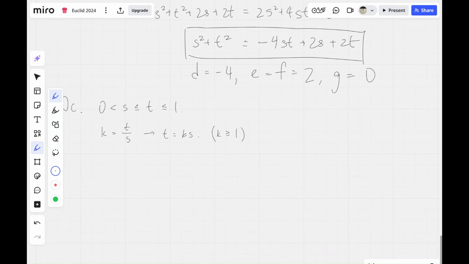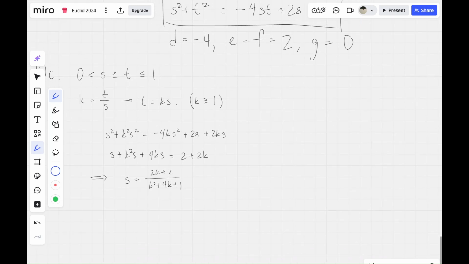Substituting this into our equation above gives us s squared plus k squared s squared is equal to negative 4k s squared plus 2s plus 2ks. Since s is not equal to 0, we can cancel a factor of s from every single term to get s plus k squared s plus 4ks is equal to 2 plus 2k. This gives that s is equal to 2k plus 2 over k squared plus 4k plus 1.